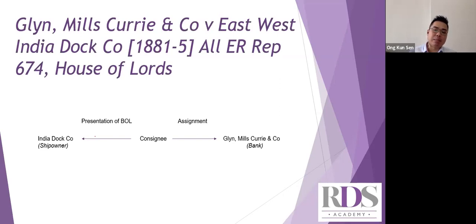What happened in the House of Lords is that the House of Lords ultimately held that the ship owner is not liable for several reasons, one of which being what I've discussed earlier: if one of the bills of lading is accomplished, the others stand void, or the others become stale. The reason is that when the ship owner received the bill of lading from the consignee, he had no knowledge of the BOL being assigned to the bank at all.